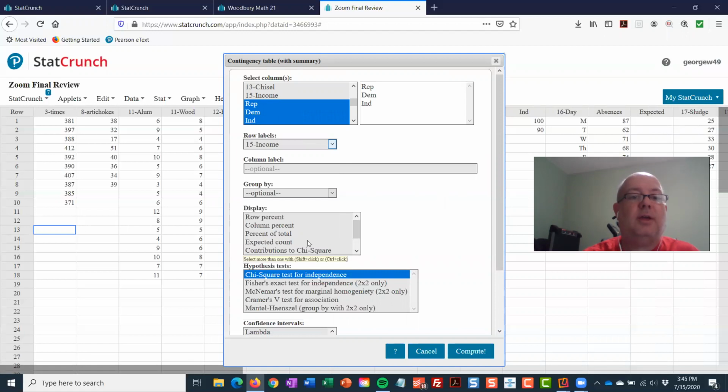And what I want to display here is the expected count. If any of those are lower than 5, then I have to worry about the condition. In the MyLab homework, you also had to ask for the row percent or column percent because you had to fill out those conditional distributions. However, on the exam, you won't have to do that. I've removed that part of the problem. So all we need is the expected count. Press compute.